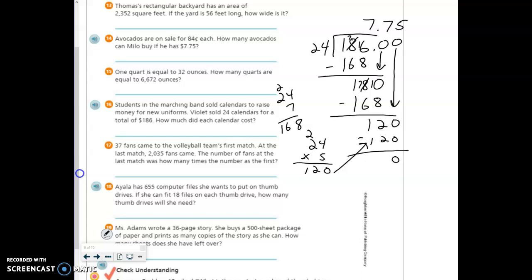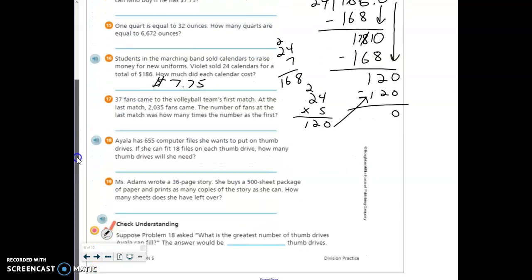So the answer to problem number 16 is $7.75. We do not want to leave that answer as $7 remainder 18. We need to turn that remainder into a decimal because we're talking about money and they're looking for an exact answer. Another time when that's going to matter, another different kind of question we're going to look for, is the one that's talking about the thumb drives.